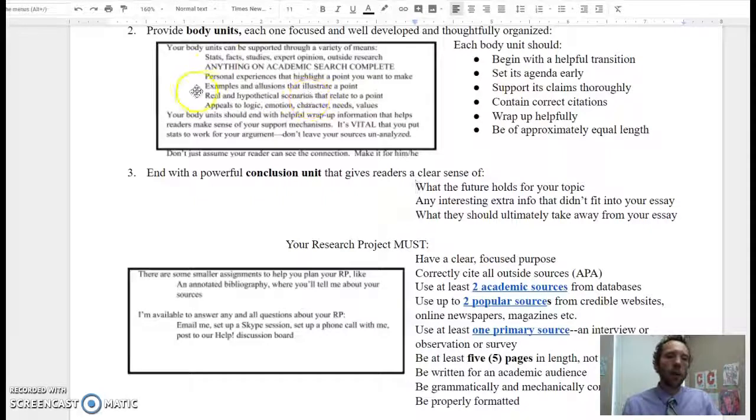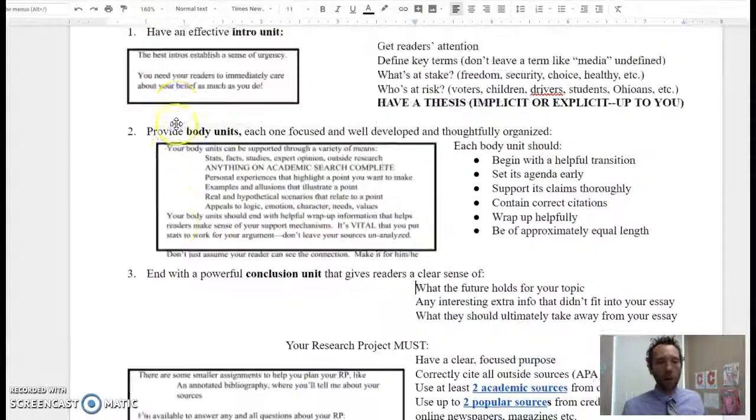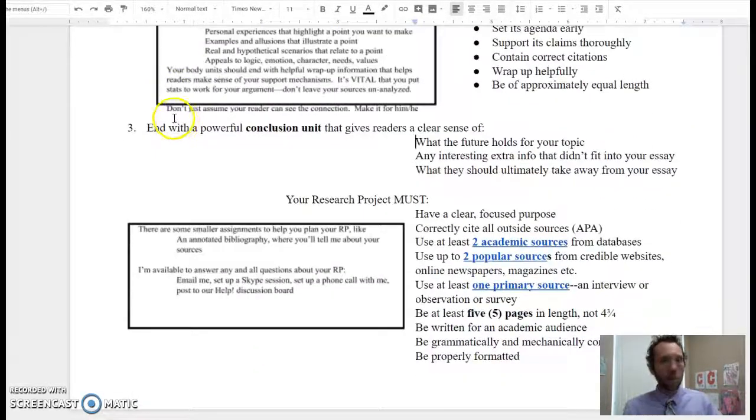Hypothetical scenarios are fine, as long as they're realistic. You can't say the only way to solve childhood obesity is that only Bigfoot can save us, or the Loch Ness monster is on the way. None of that, please. And then you want to make appeals. I'm going to have a lot more to say about this maybe when I make another classroom visit, but you're making appeals to your reader's logic, or to their sense of emotion, or to their character, or to some need that they have, or some value that they hold. And appeals to those different aspects are important.